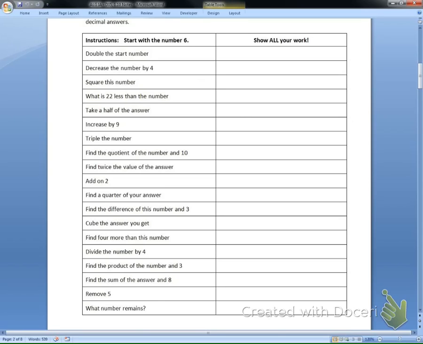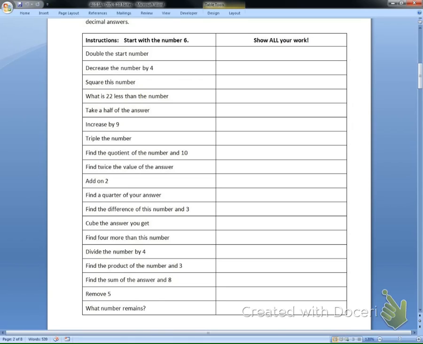If you turn to the next page, I have a little game for you to help practice using those words and knowing which operations to use. In this game, you're trying to find out the magic number at the very end. So let's start at the top, and they tell you start with the number 6, and we're going to read each line and apply it to the previous number.